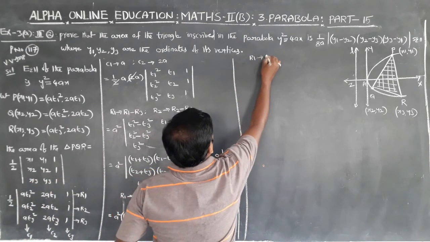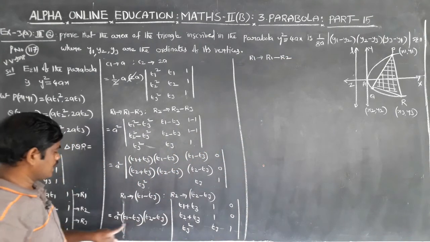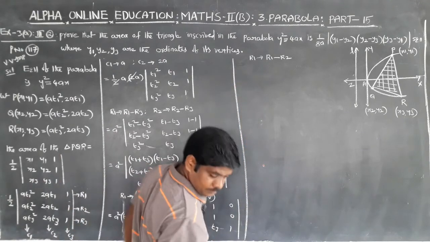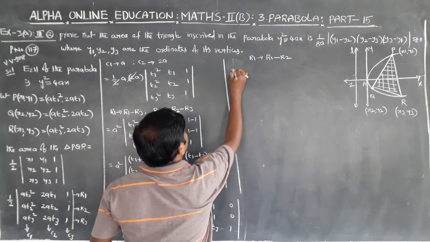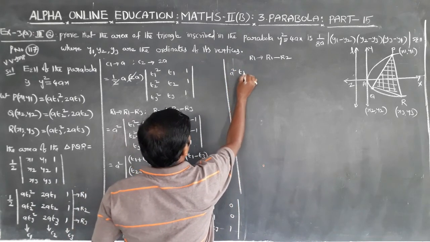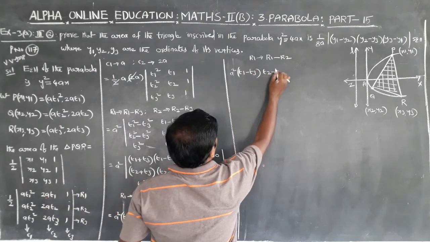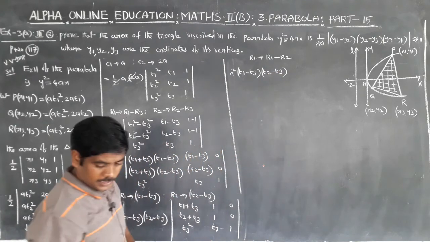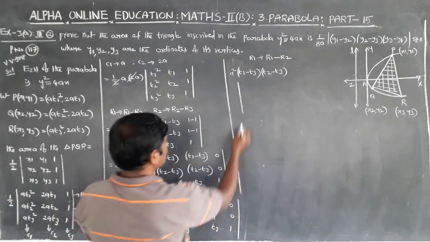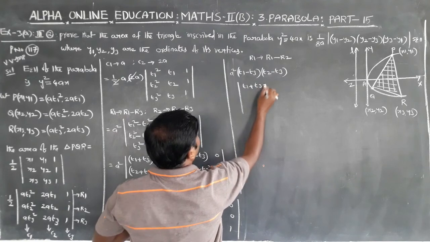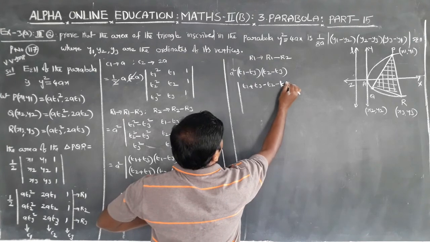R1 tends to R1 minus R2. A square into T1 minus T3 into T2 minus T3 into mod of T1 plus T3, R1 minus R2 means minus T2 minus T3.